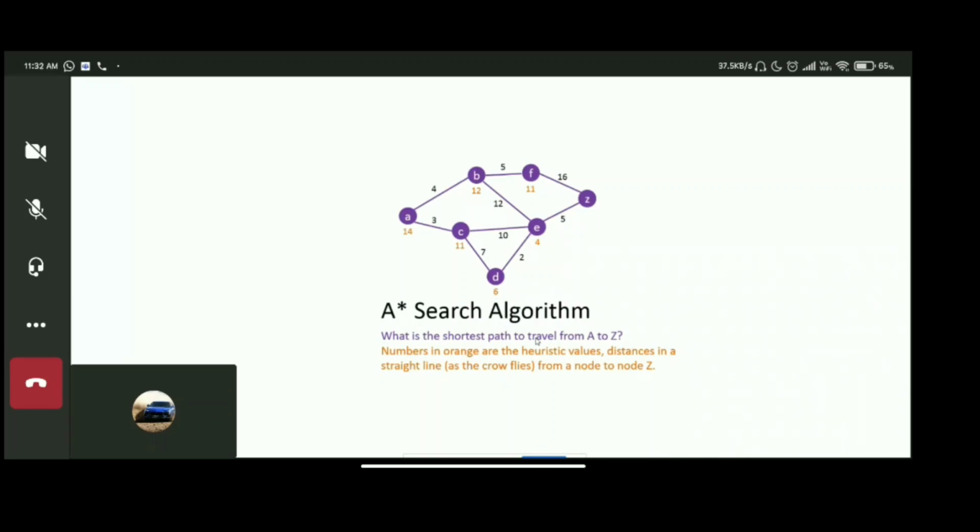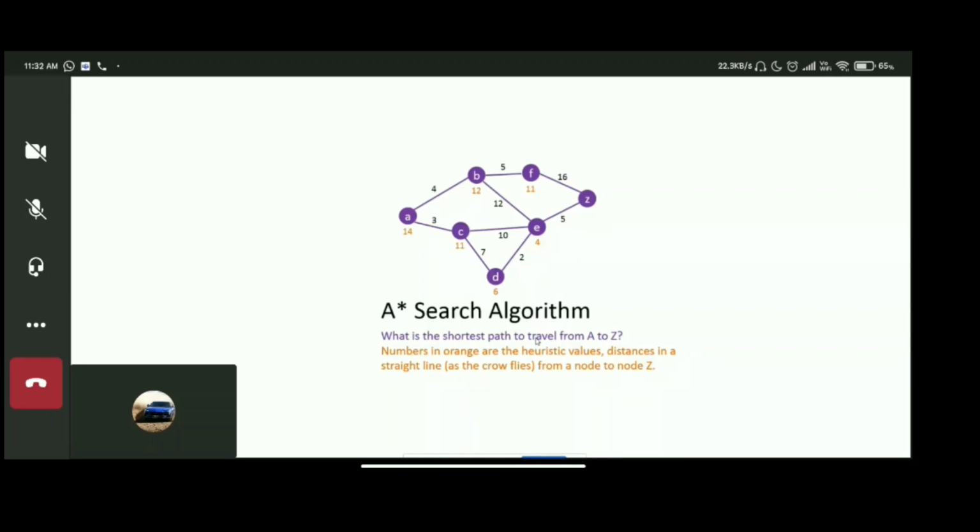So what are we going to do? We are going to start with the root node A. The computational cost at the root node will be 0, so g of n for A is 0. The heuristic function cost is 14. So f of n is equal to 14 for node A, which you can see over here. So we are starting with A.